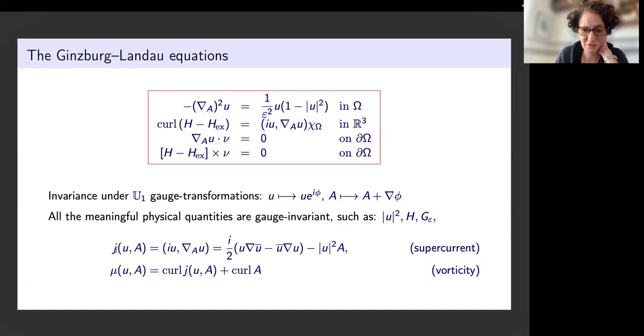So two quantities we will look at a lot are the supercurrent, which is defined like this. So you make a complex product somehow between this complex number and this complex vector field. So in complex representation, it is defined like that. And what we call the vorticity, which is the curl of that current, plus the magnetic field. Okay, so that seems maybe a bit difficult to remember, but we will come back to these quantities.